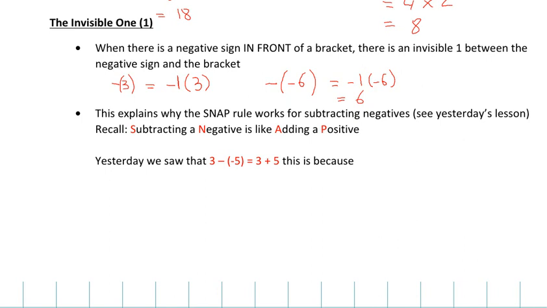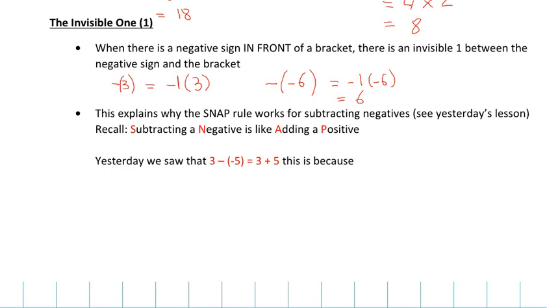So if you look at something like 3 minus negative 5, we talked about this yesterday. How can we simplify that? It's the same thing as saying 3 plus 5, because we know that a negative and a negative makes a positive. So that simplifies to 3 plus 5.